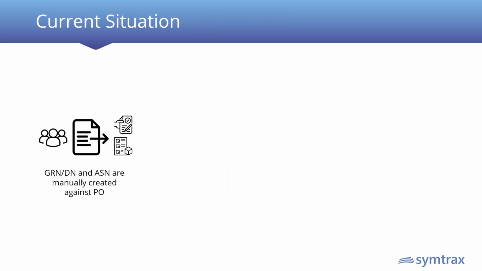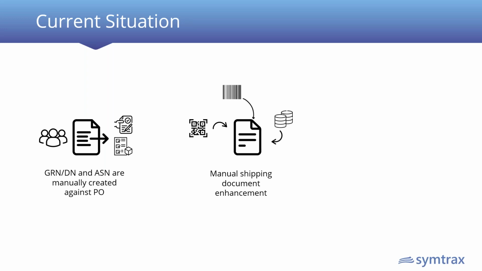For the current situations, when we are talking to our existing clients or any prospects, they share with us that they are creating their GRN, which is a goods receive note, or some people call it a delivery note, and the advance shipping notice, which is ASN. These are created manually based on their PO documents. And when they print it out or export it from the system, any other enhancement or reformatting is done manually. If you need to add a QR code, a barcode, certain database fields, certain text, or certain images, this will need to be done one by one outside the system.